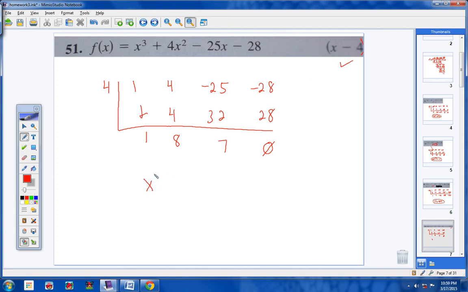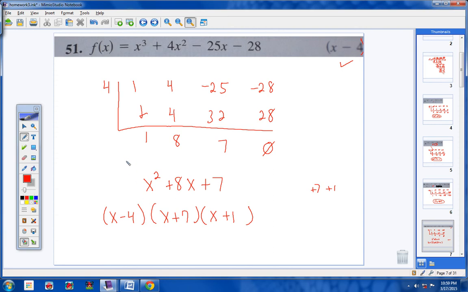Now I'm left over with 1x squared plus 8x plus 7. Now let's see what else it says to do. B, find the remaining factors. Okay, no problem. I'm left over with this. I can factor this so quickly and so easily. What two numbers multiply together to give me 7 and add together to give me 8? Well, 7 and 1. Multiply those, you get 7. Add those, you get 8. So the other factors will be x plus 7 and x plus 1. Don't forget this factor up here, x minus 4.